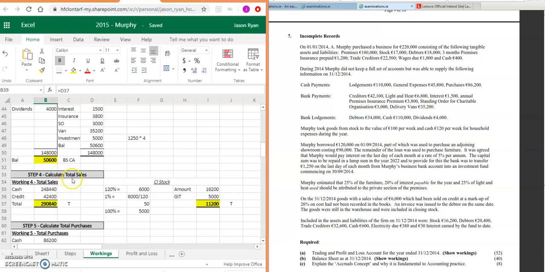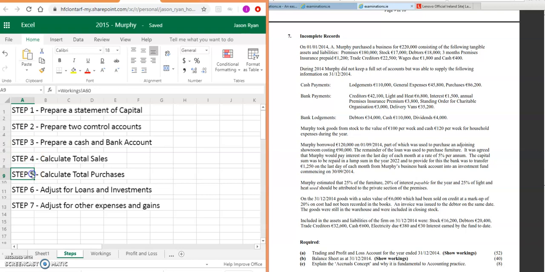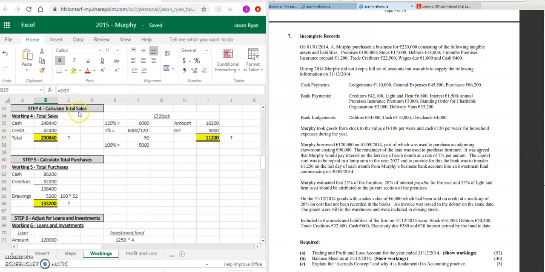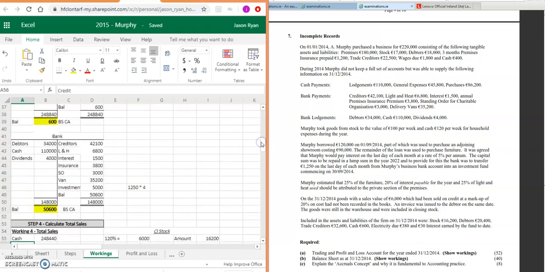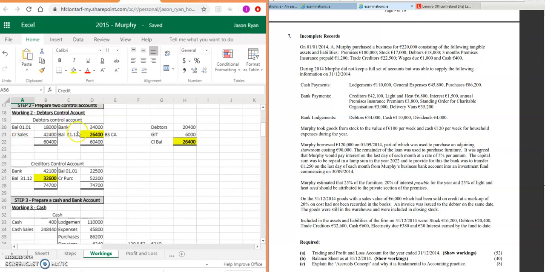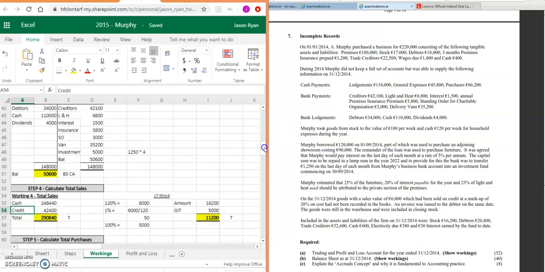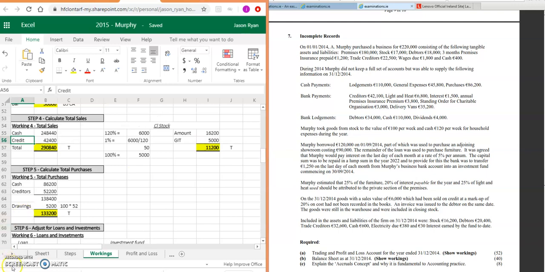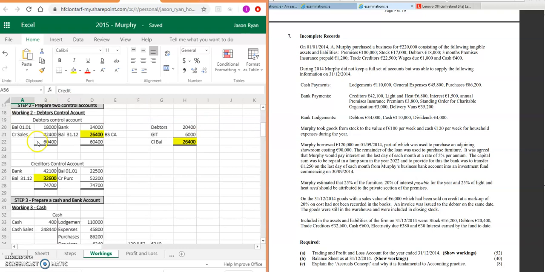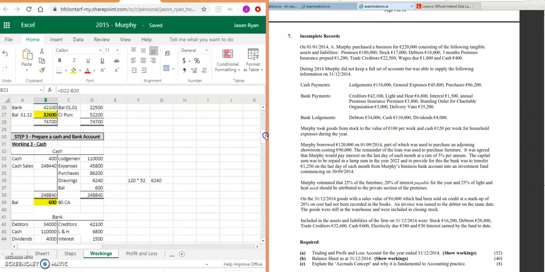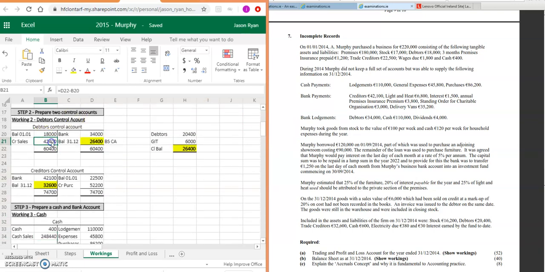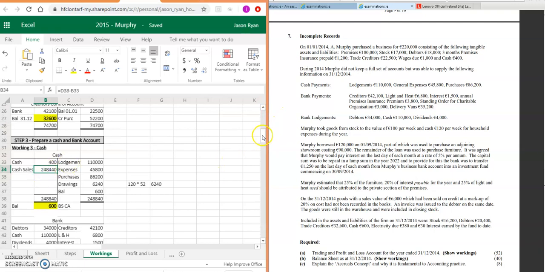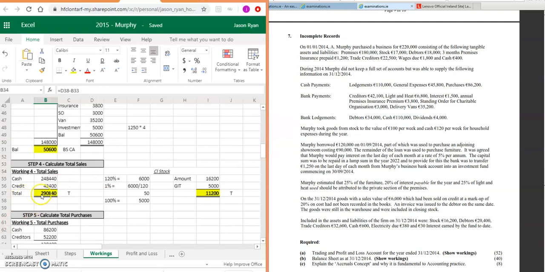The next thing then we have to do is to calculate your total sales and your total purchases. So step 4, calculate total purchases, calculate total sales. Total sales is cash plus credit. So we calculated our cash and our credit in a previous step. So we go back up here to your debtors. We would have calculated our credit figure for debtors, 42,400. And then as part of our cash account here, we would have calculated our cash sales. So, sorry, your credit sales is 42,400, and your cash sales then is 248,400. So you're going to add those two together, and that's going to give your total sales to be 290,840. And that goes into your trading.